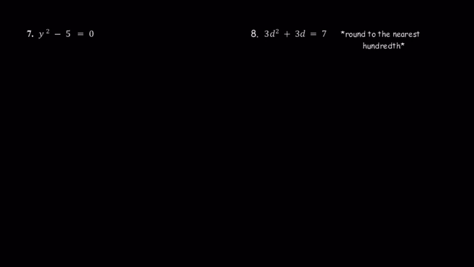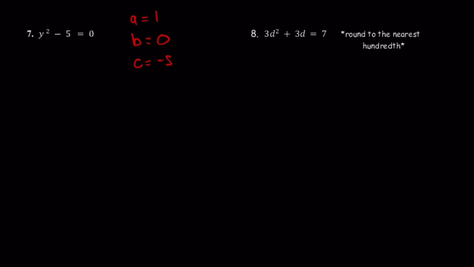Okay, last 2. Number 7 looks a little bit weird. And I'll be honest with you, I probably wouldn't use quadratic formula on this particular quadratic, but I want to show you that it works no matter what we have in terms of A, B, and C. The reason this is a little bit weird is because we're missing a term. So A is 1, B is 0, right? If you don't see a Y, that's 0, and then C is negative 5.